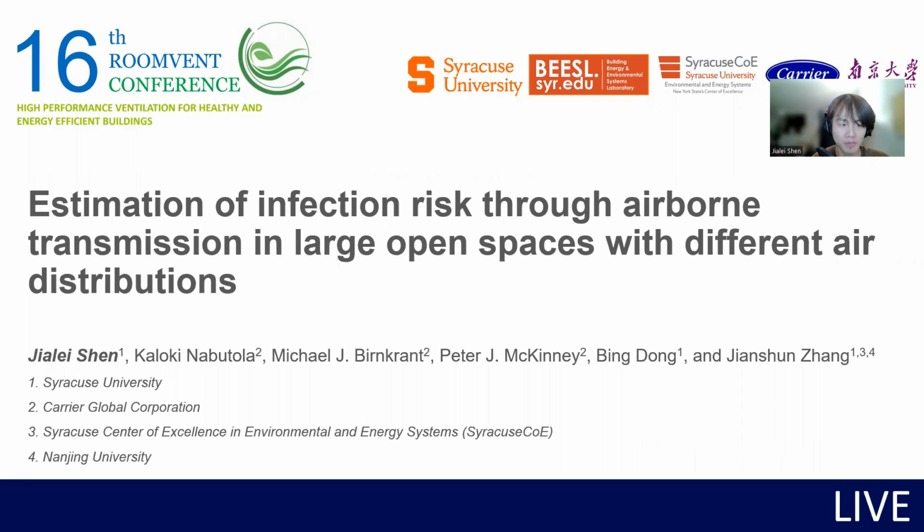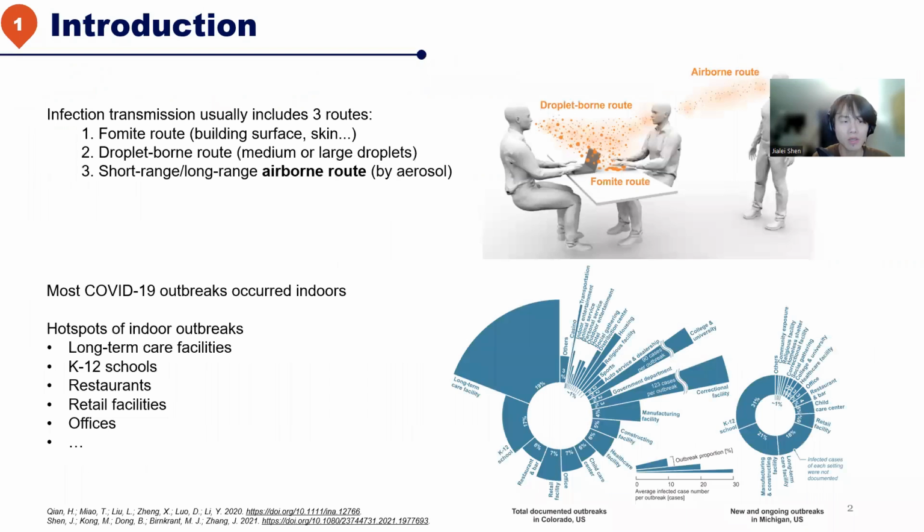Today, I'm going to present the estimation of infection risk through airborne transmission in large open spaces with different distributions. We all know that coronavirus can be transmitted through the airborne route, which can travel with the airflow and infect more people in the space. According to the research data, most COVID-19 outbreaks occurred in indoor environments.